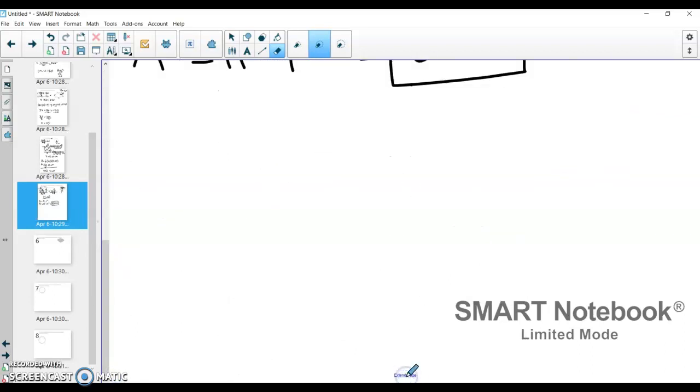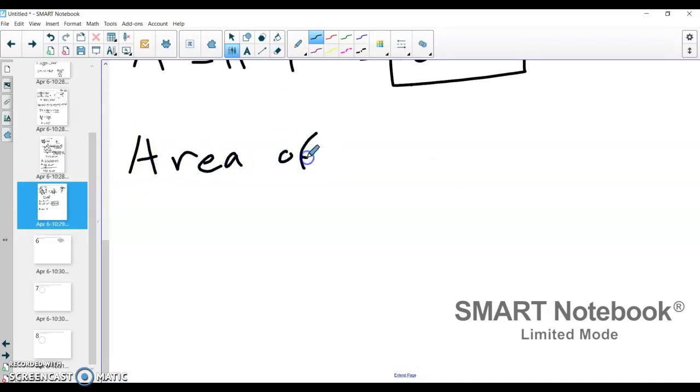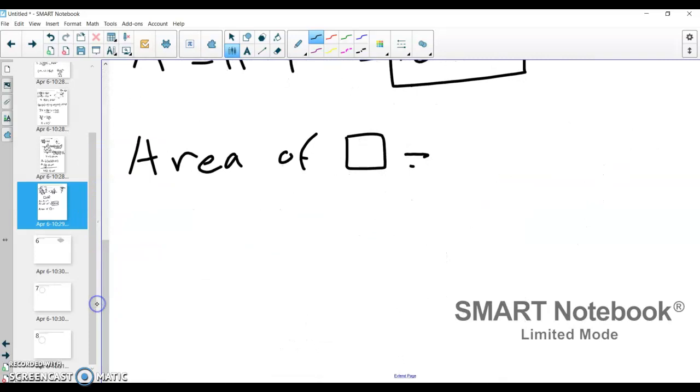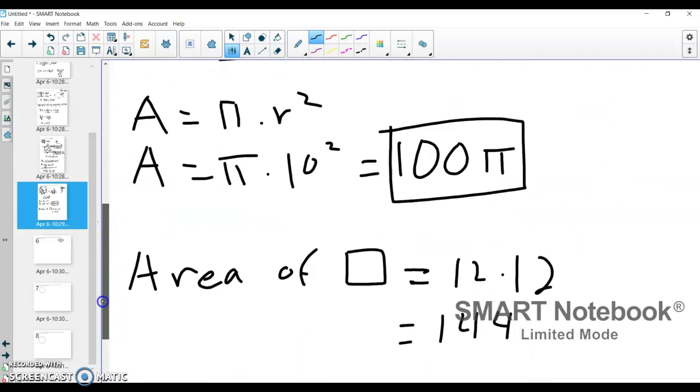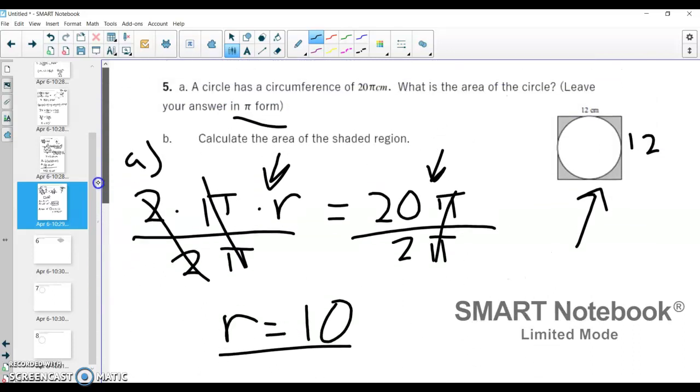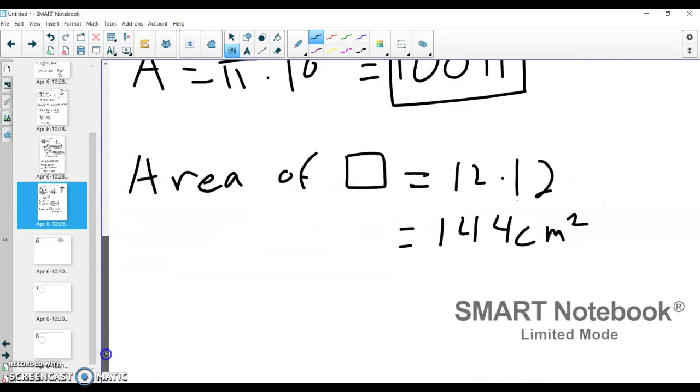All right, so the first thing is area. Just the area of the square. Area of the square is going to be, when we do area of a rectangle or a square, it's just length times width. And in this case, that is going to be equal to 12 times 12, which means the area of my square is 144. And is there a unit? Yes, centimeters squared. Okay. So now I have the area of my square. I now need to find the area of my circle.